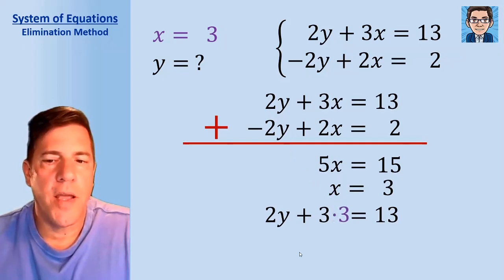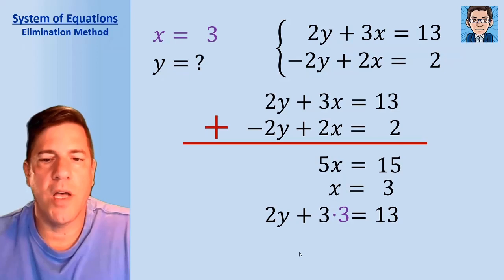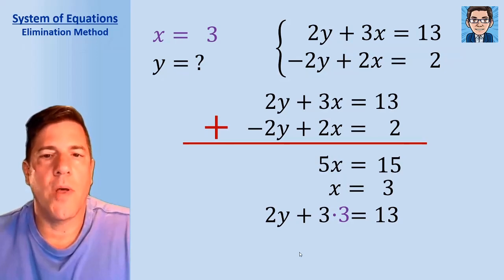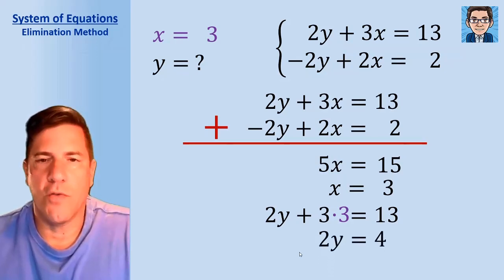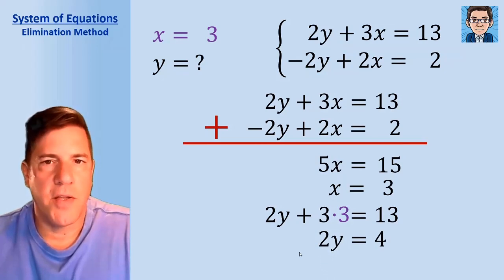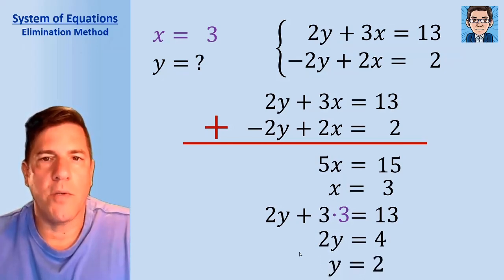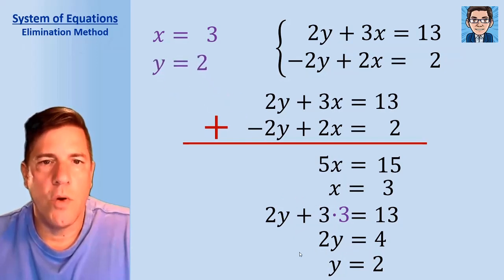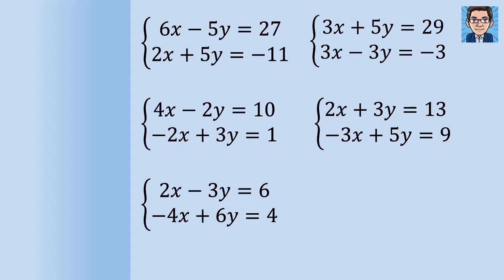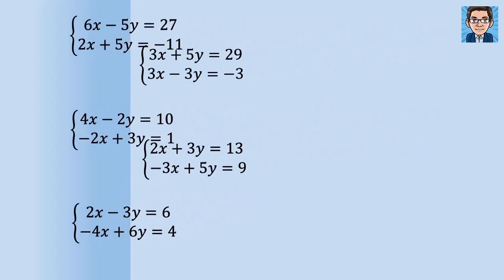Multiply 3 by 3 and get 9. Subtract that from both sides. And we'll get 2y equals 4. Divide both sides by 2. And we get y equals 2. So then we get x equals 3 and y equals 2. That's the x and y values that are going to make both of these equations true, and therefore that's the solution to this system of equations. So let's solve these 5 system of equations using the elimination method.